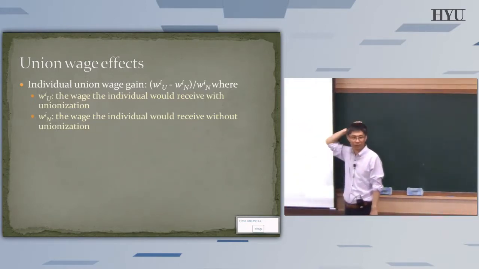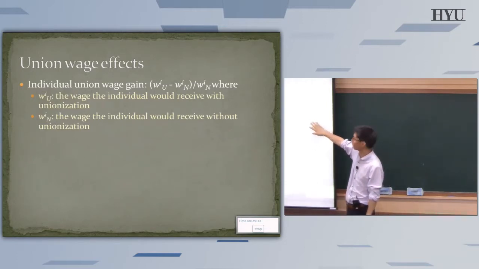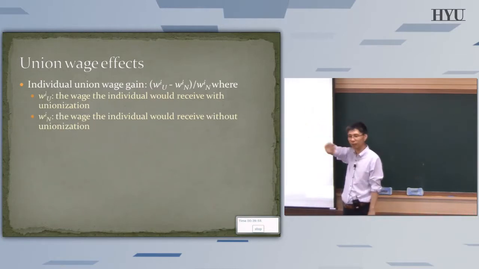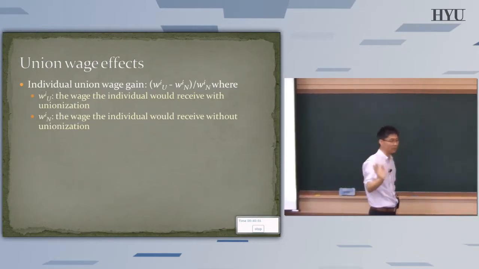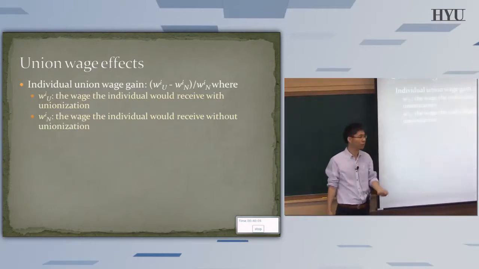And think of Samsung Electronics employees, who have no union. So we know how much they get, WN, right? But we don't actually know how much they would get, WU, because they have no union. We cannot actually see it. Get it? But theoretically, even if we cannot see it, we can define individual union wage gain.